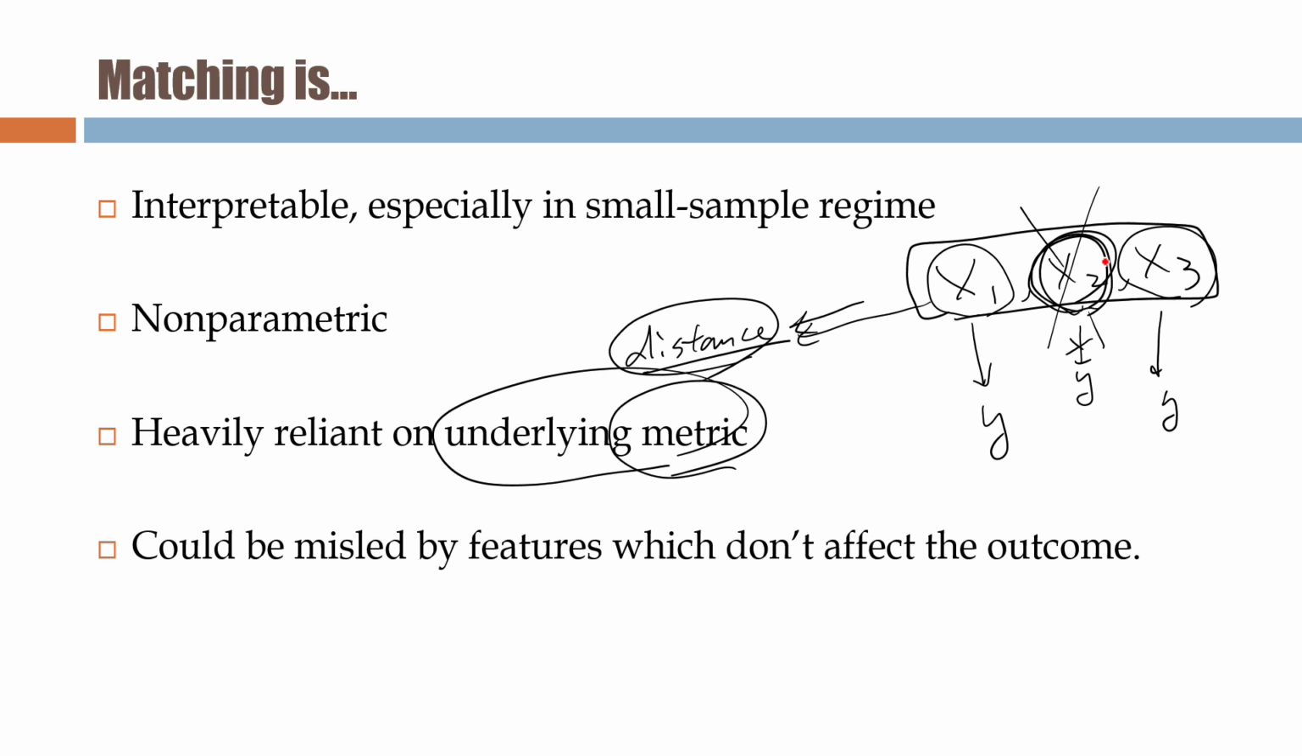So we should get rid of x2. But when we do the analysis, I don't know which one will affect which one. So if you include all of x1, x2, x3, there is a feature which does not affect the outcome. In this case, it is x2. Because I added x2 when I calculate the distance, the real counterfactor, which is really close in the conditions, can be calculated as far away because of x2. That's what it means. It could be misled.